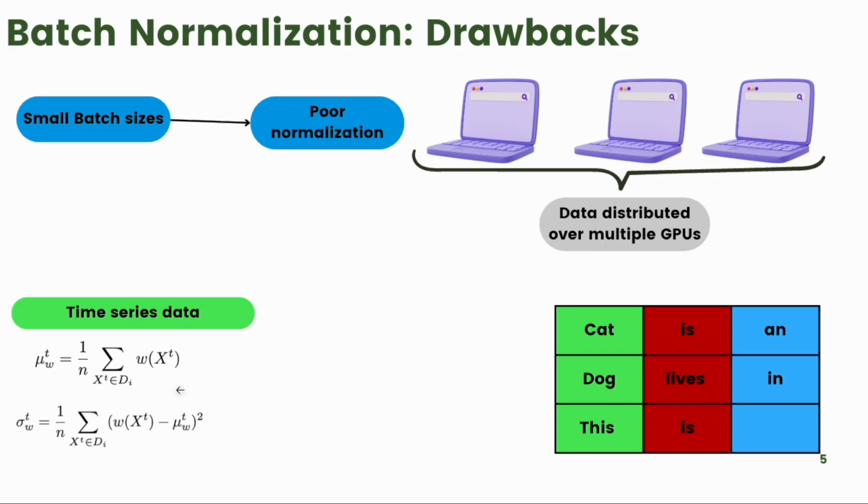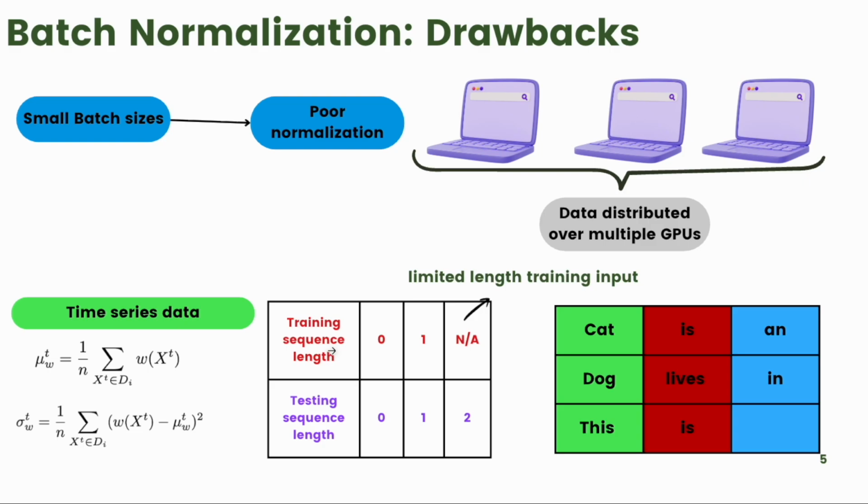So what happens as a result is as follows. Let's say during training, you only saw sequences with two timestamps. You had timestamp t equal to 0 and t equal to 1, and no other timestamp whatsoever during training. That means you will only have means and variances for t equal to 0 and t equal to 1. You will not have any variance for a timestamp beyond t equal to 1.